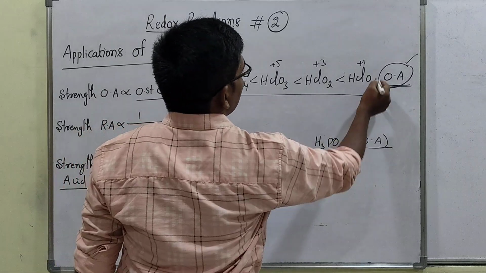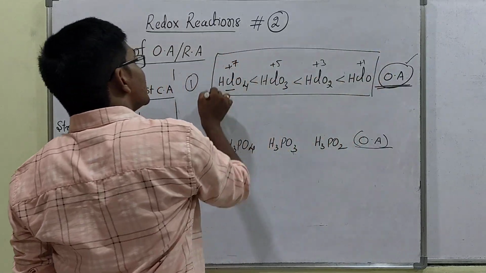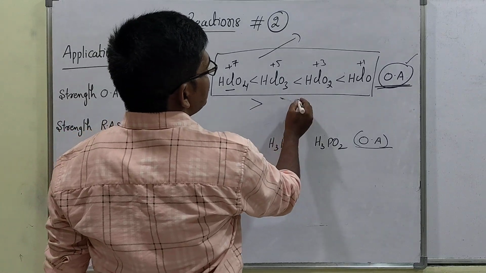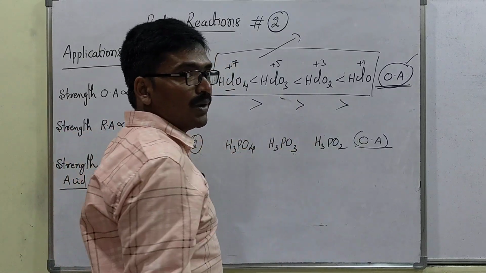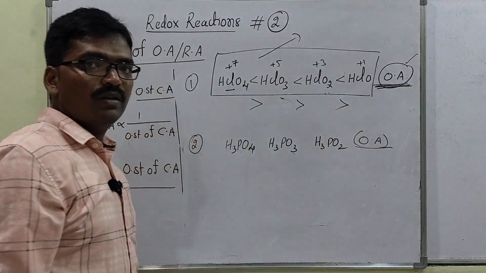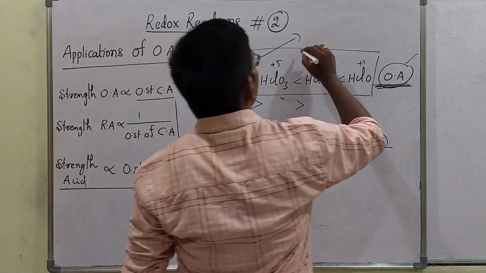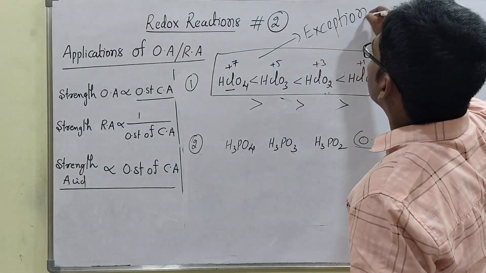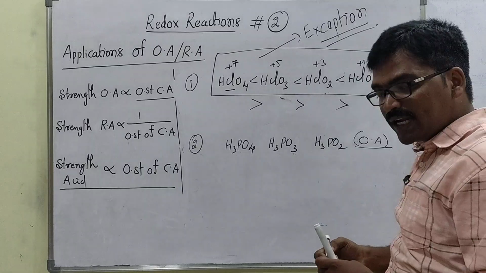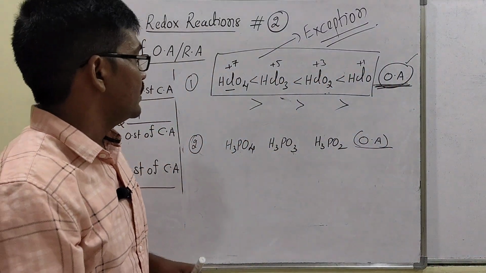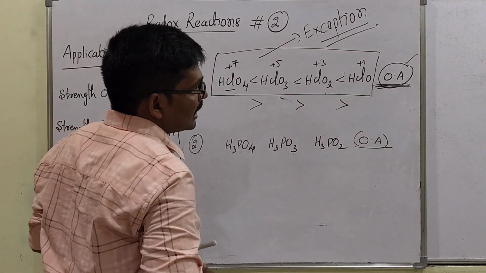But actually, this takes place reversely. But if we take acidic strength, it is the correct order: as oxidation number increases, acidic strength increases, but not oxidizing agent for this question. Remember, this is an exception. So why? What is the reason? In detail, we will discuss in the P block elements.